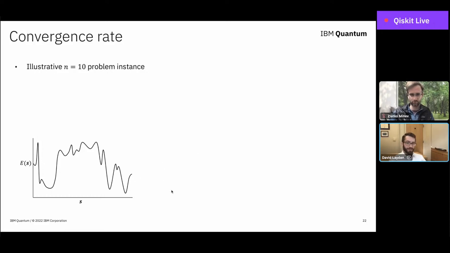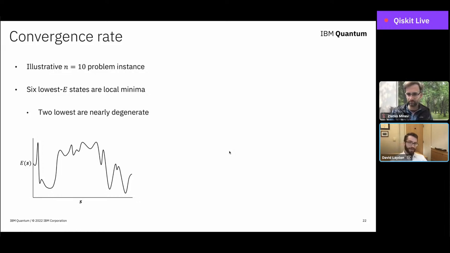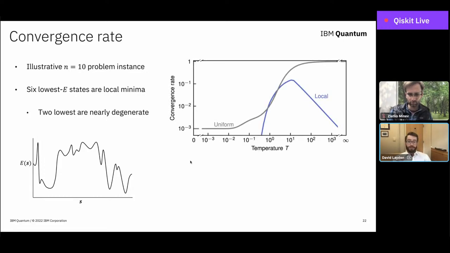In fact, it's actually kind of worse than the one I've been showing here, because of the 1,024 different bit strings, the six lowest energy ones are all local minima. And in fact, the two lowest are nearly degenerate with one another. So it's like this, but even kind of worse. To show you how these two classical MCMC algorithms perform on this problem instance, they both stick pretty close to the averages that I showed you in the simulations earlier.